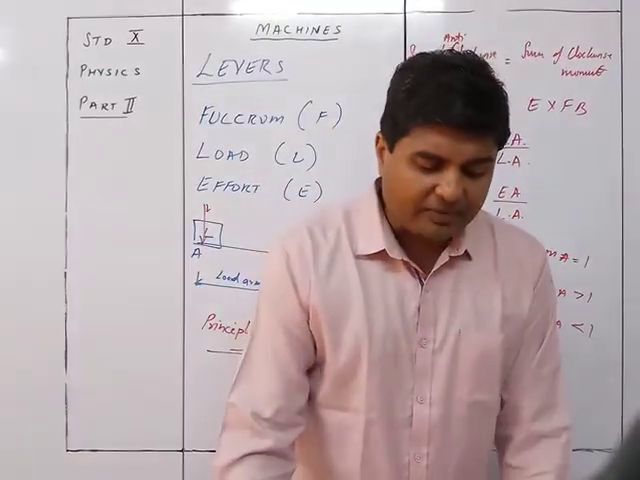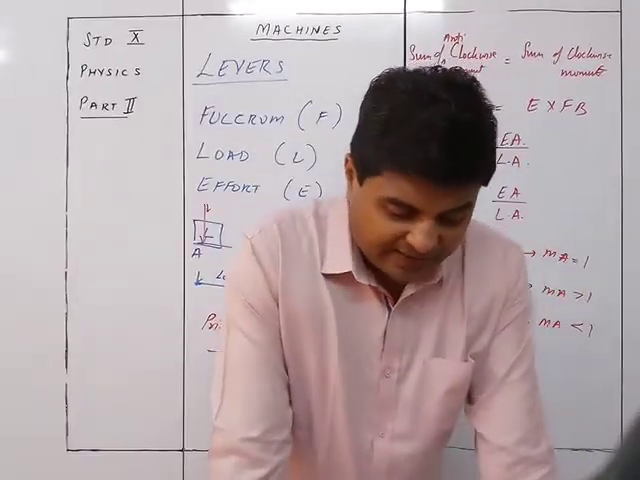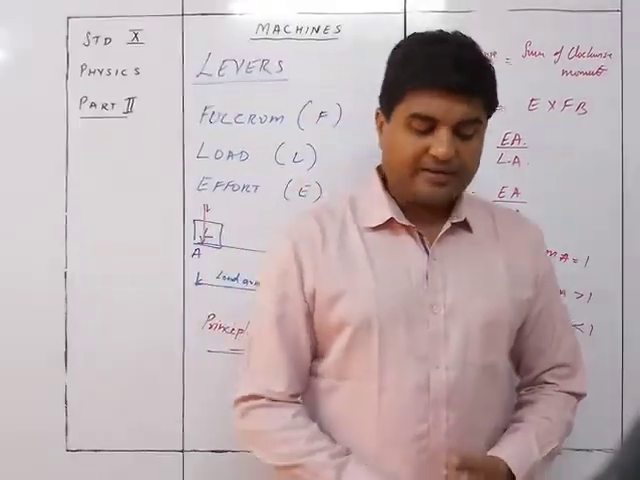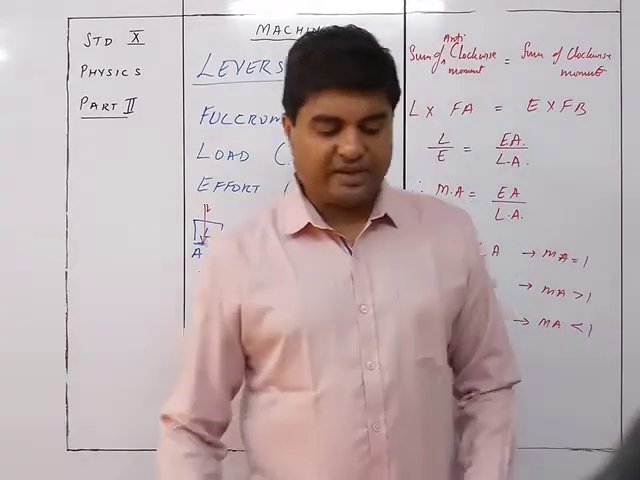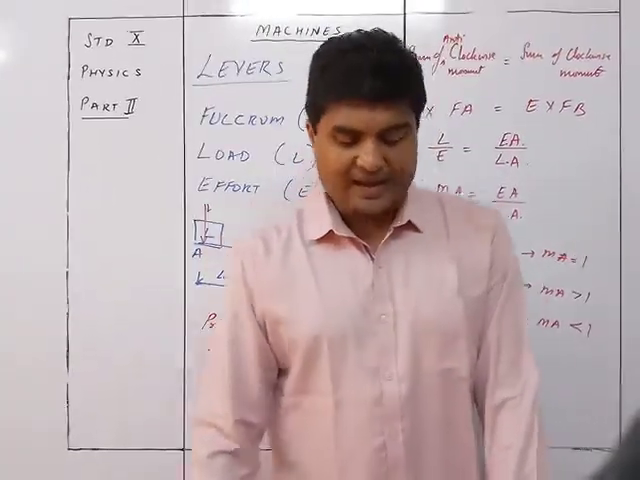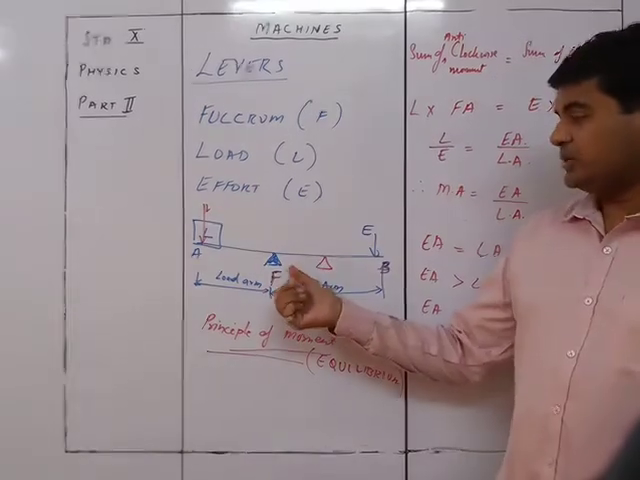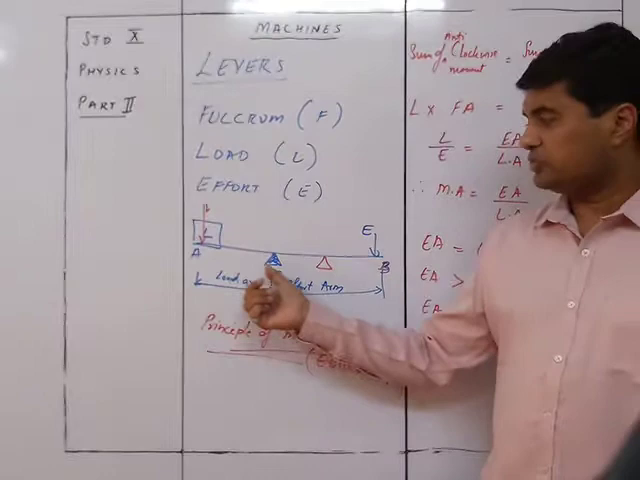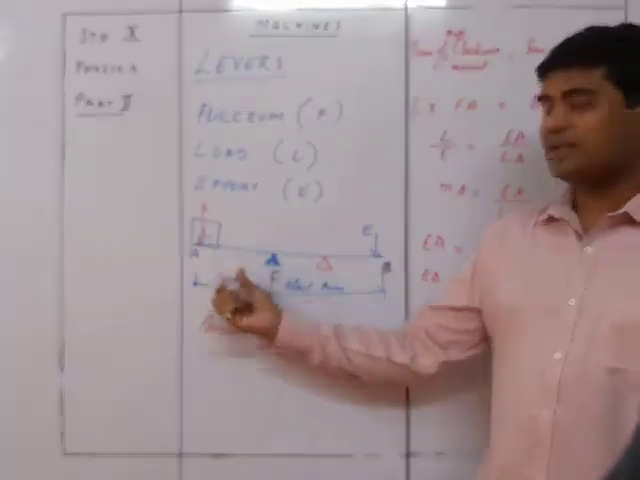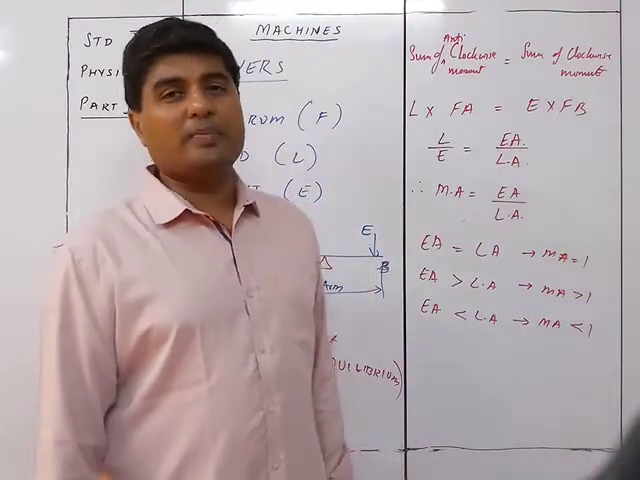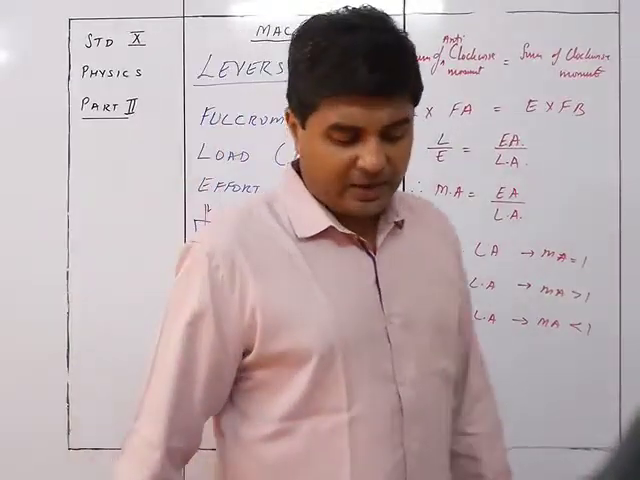Obviously, the mechanical advantage of the lever can be increased either by increasing its effort arm or decreasing the load arm. That is by shifting the fulcrum towards the load. I can increase the mechanical advantage just by making the fulcrum move towards the load. If I move the fulcrum towards the load, reducing the load arm, you automatically increase the effort arm and the mechanical advantage.